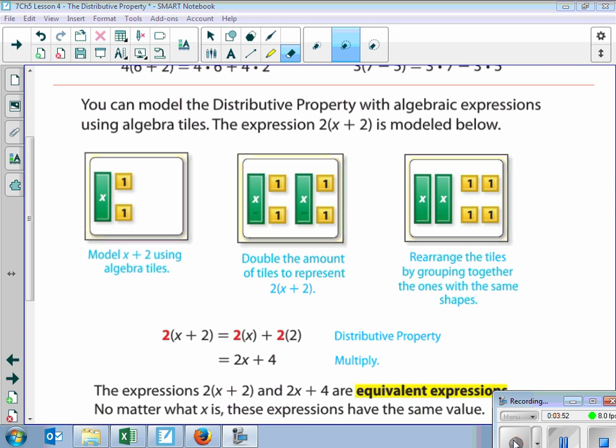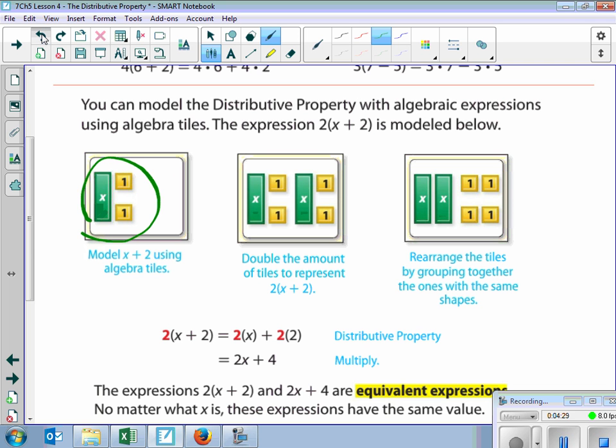All right, so you can model the distributive property with algebraic expressions using algebraic tiles. The expression 2 times the quantity x plus 2 is modeled below. So over here, the big tile is the x, and the little square tiles represent the constant, the 2. Does everybody see that? So here, this is x, and we have 2 ones, so 2 ones makes 2. So we have x plus 2. Does everybody got that? So this whole thing represents x plus 2.